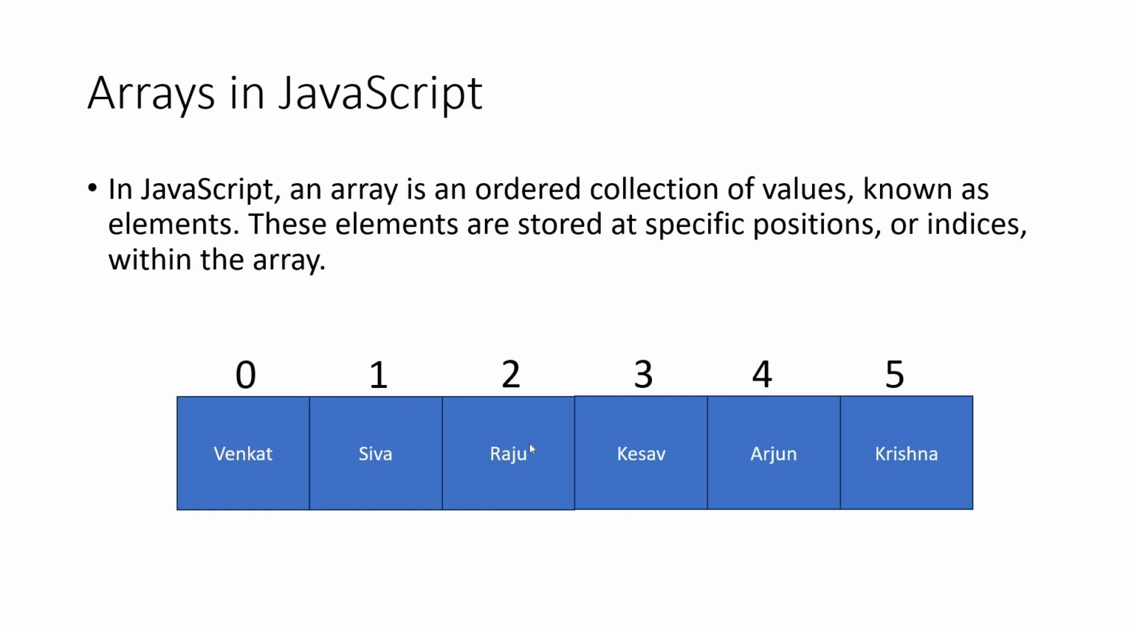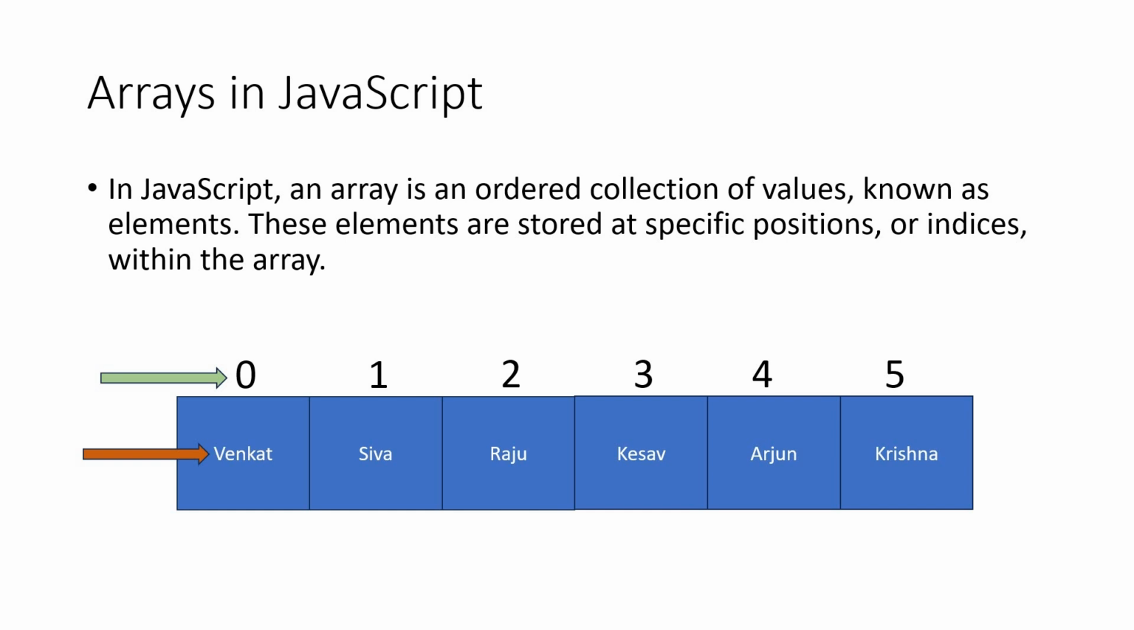If you want to read the first element, you need to read it with the 0th index. If you want to read the third element inside an array, you need to read it with index 2. Like that, if you want to read the last element, that means the sixth element, you need to read it with index number 5. So these are the array indexes: 0, 1, 2, 3, 4, 5, 6, 7, like that. You can store an unlimited number of values inside a JavaScript array.